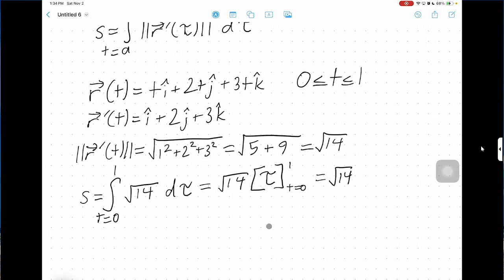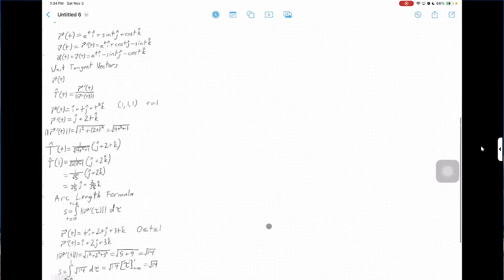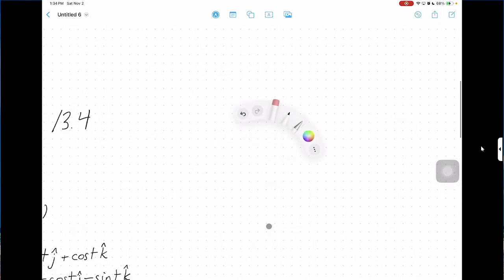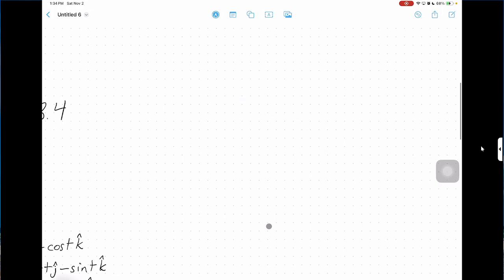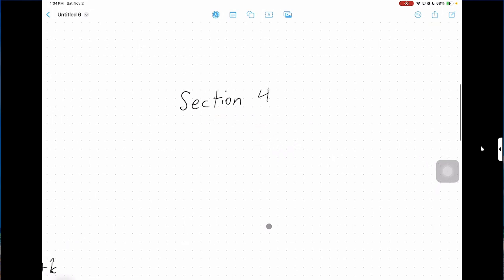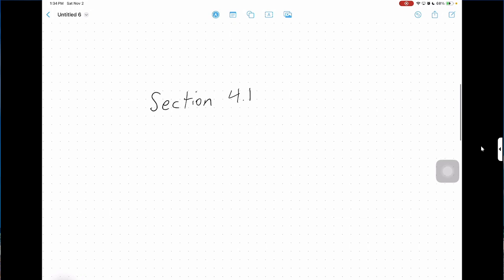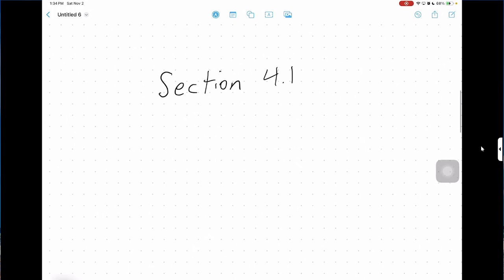All right, that's it for sections 3.3 and 3.4. Moving on to section 4.1, the first of many sections from chapter 4 that will be on our exam. Know what a function of 2 or 3 variables is, how to evaluate it, and find the domain and range.